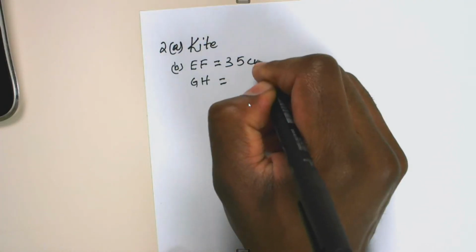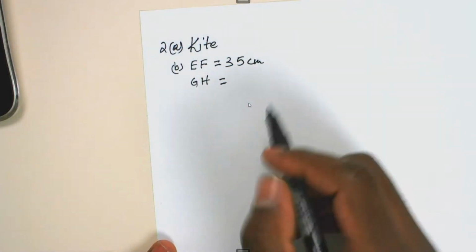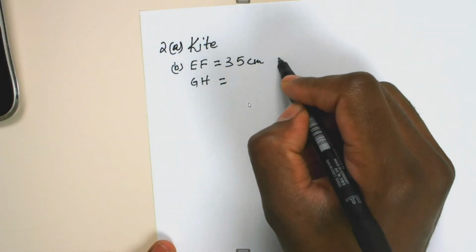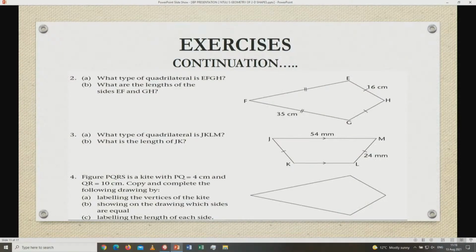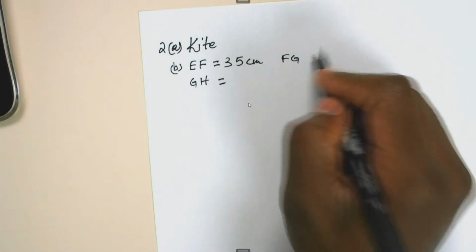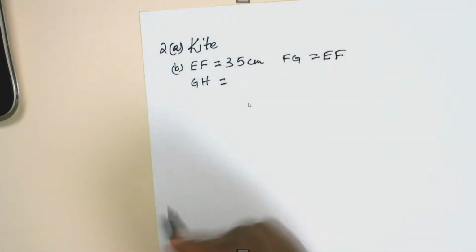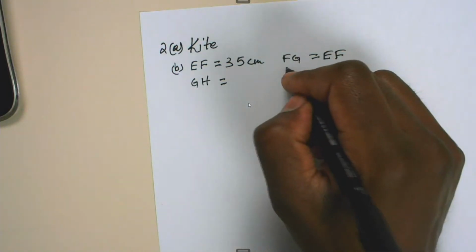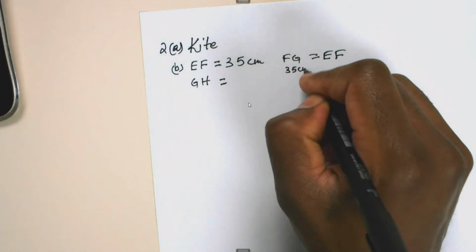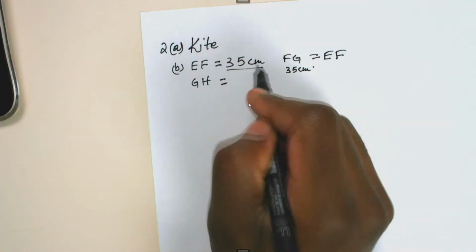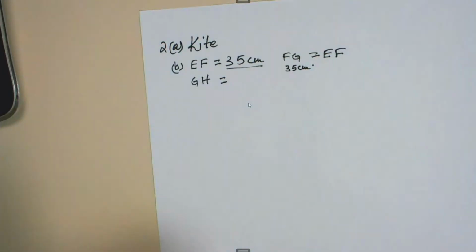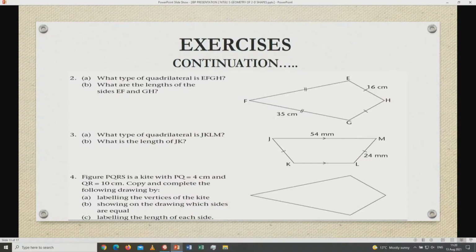35 centimeters. Why? Because FG is equal to EF. Therefore, FG was 35 centimeters, which also means that EF is 35 centimeters. You see the importance of the markings, né?